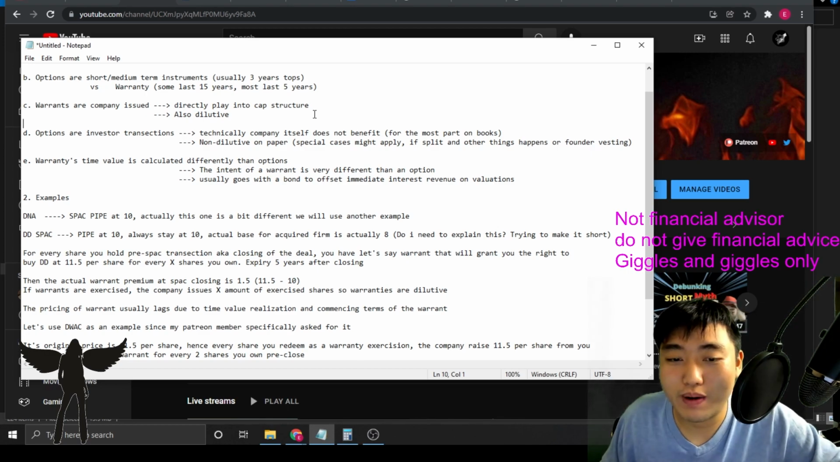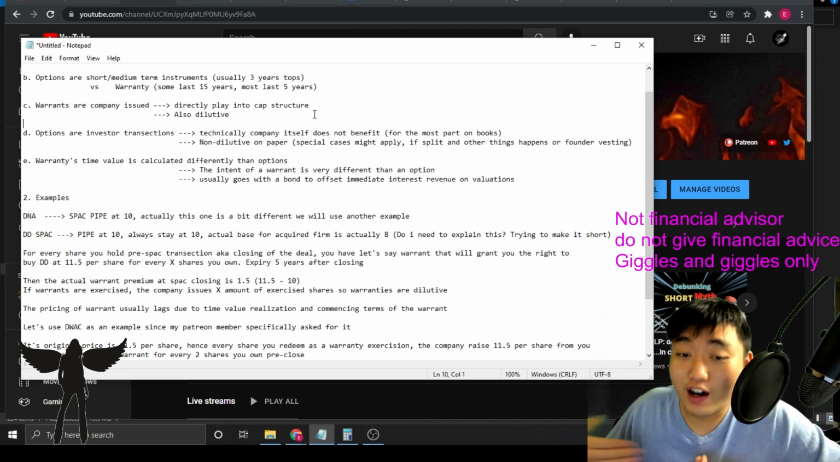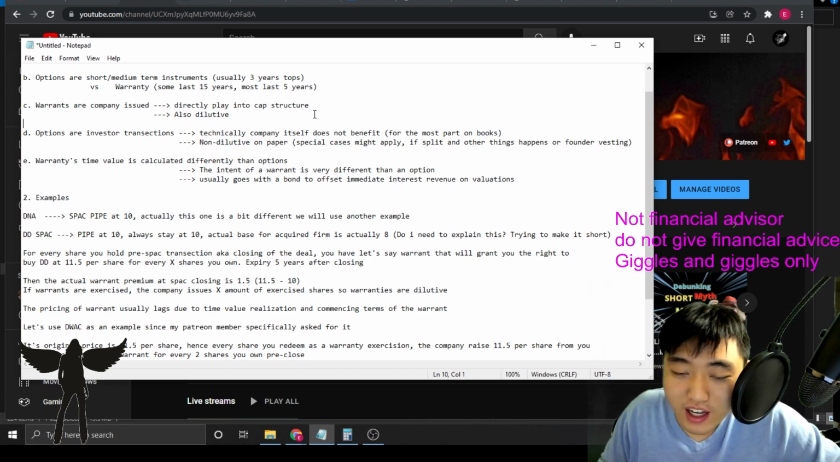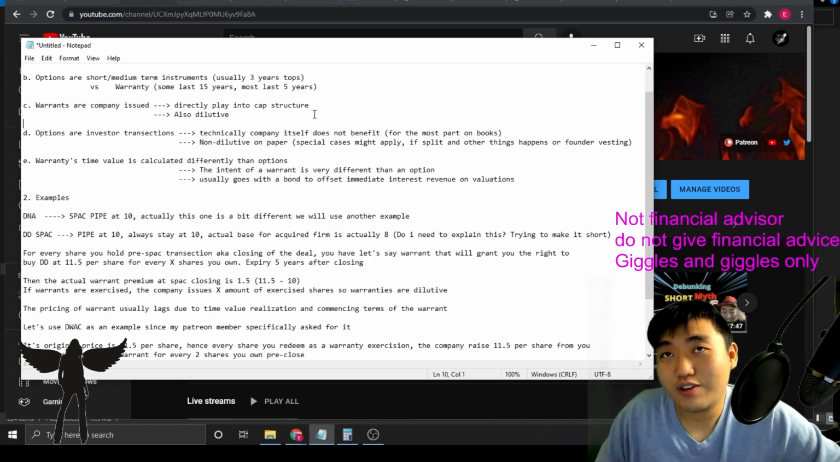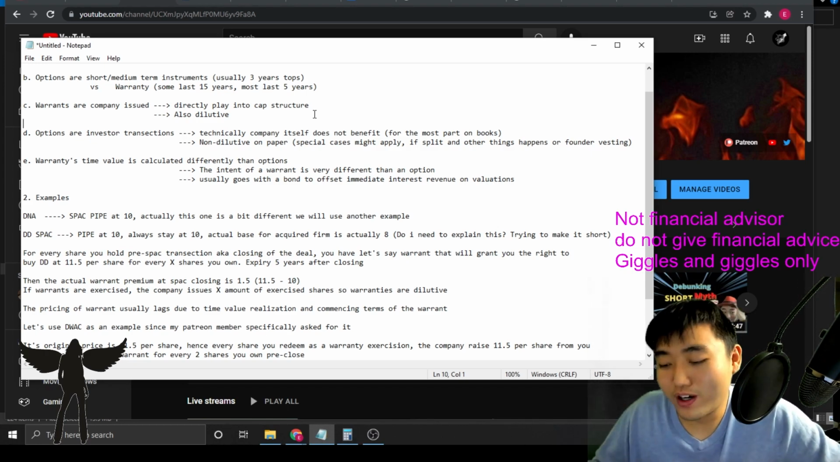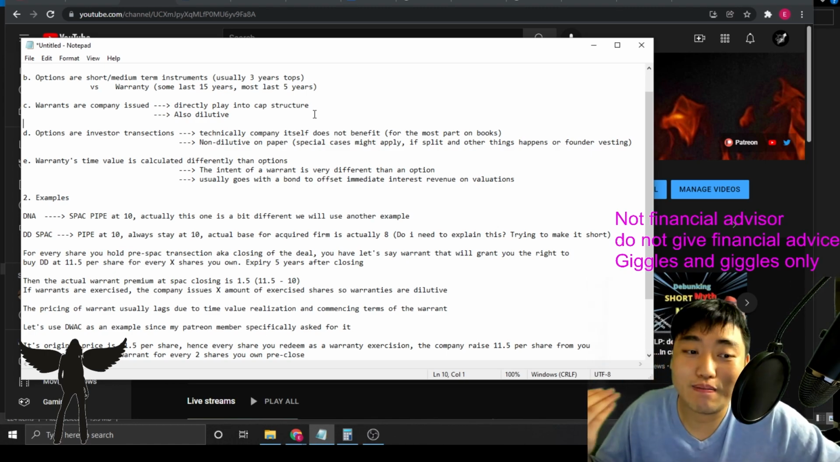And then the actual base for acquired firms is actually $8 because for SPAC founders, there's 20% implied free margin for them. For those of you who, do I have to explain this? You know what, I'm trying to make this video short, so if you guys want an in-depth SPAC valuation tutorial, I can make one.